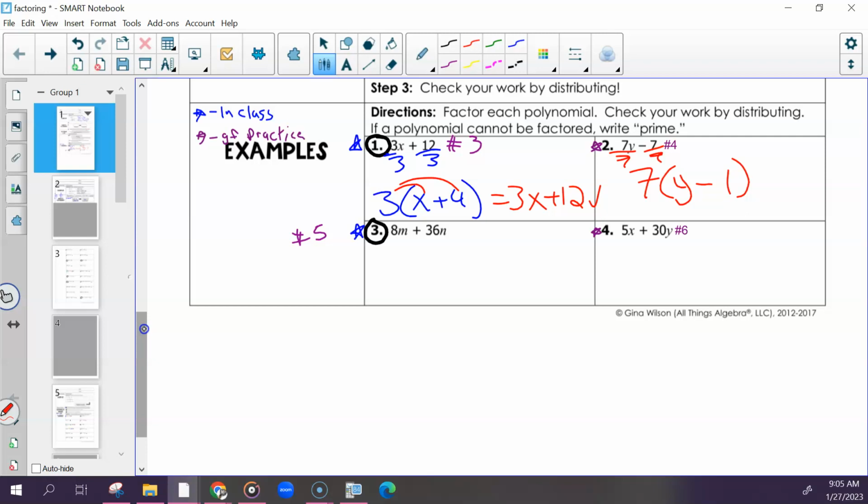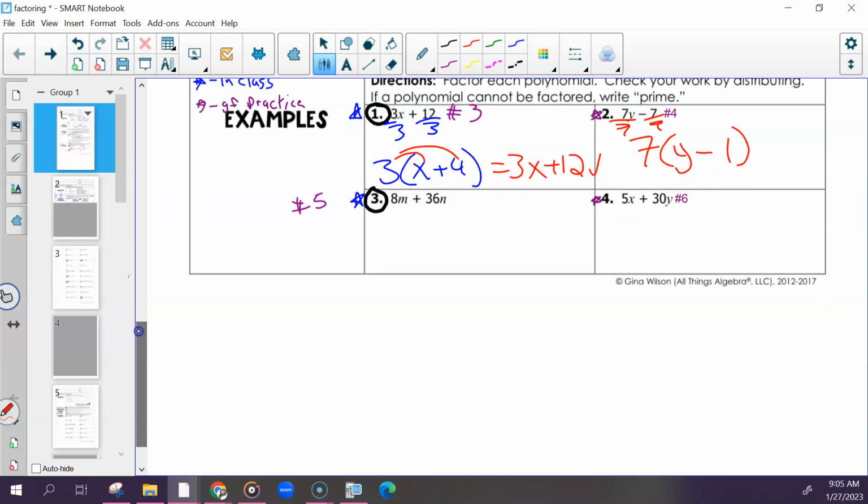Right. For number 3, if you're not sure, I would list out all your factors of 8 and 36 just to make sure you didn't miss something. 36 has a lot. Right, so we got 1 and 8, 2 and 4. Give me factors of 36. You can start dividing. It's a process.